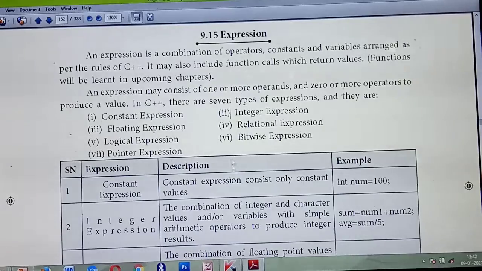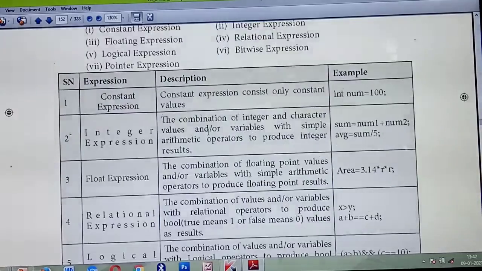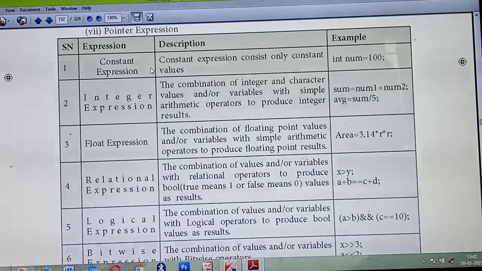Very, very important question: what do you mean by expression and types of expression? Now we are going to study each expression. First one is constant expression. What do you mean by constant expression? A constant expression always contains only constant values.